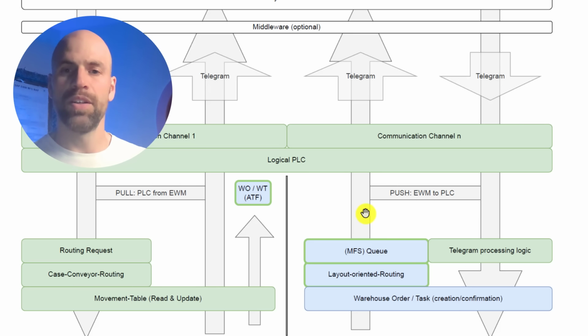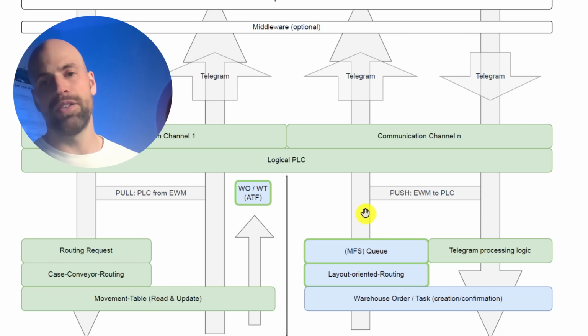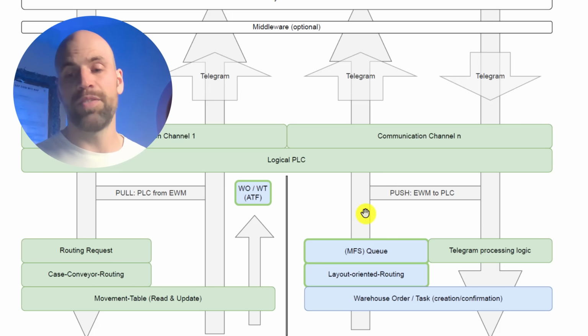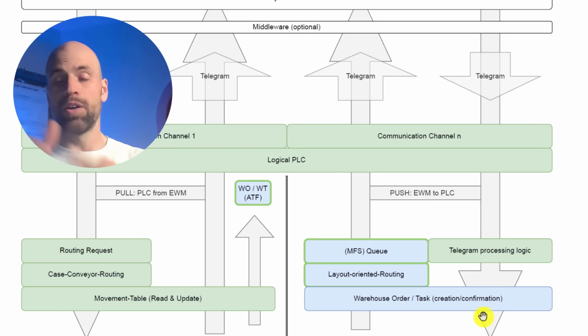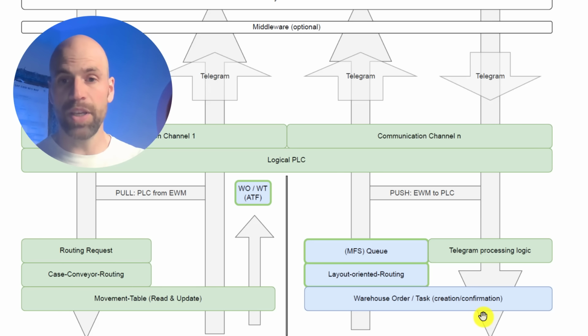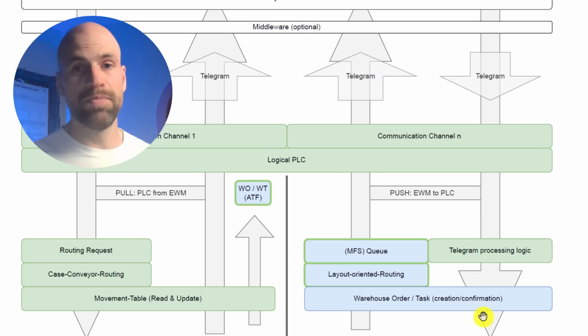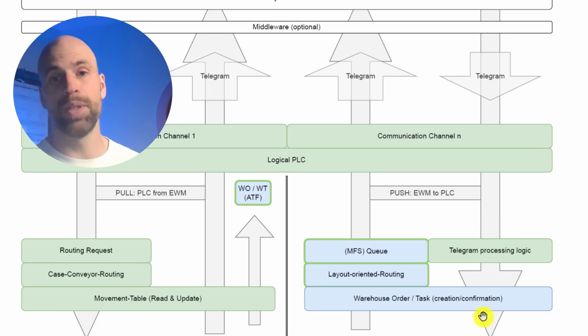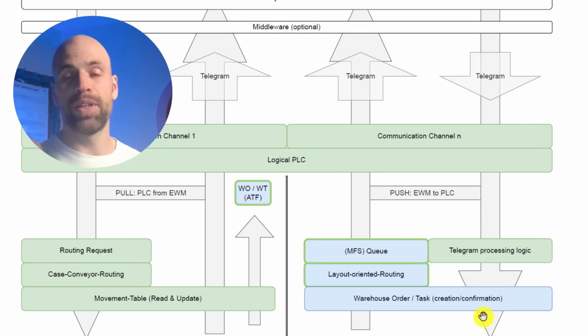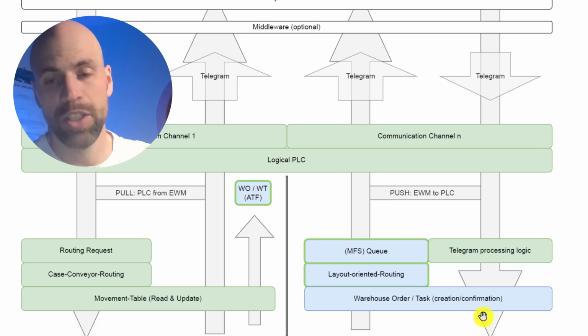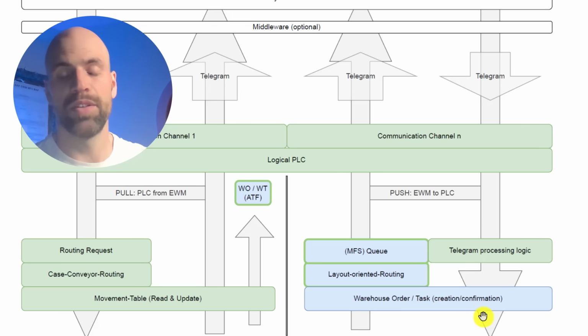Now, if you understood that approach in general, you understood the core of the layout-oriented routing. This has the disadvantage that with every telegram which is coming in, we have to confirm the task. For that purpose, we have to lock the HU, we have to create a new task, and only then can we send the telegram. And that takes a while. That might be 500 milliseconds, maybe a second, maybe a bit more. In a pallet environment, like we saw in this example layout, that's usually not a problem. So this is layout-oriented routing.